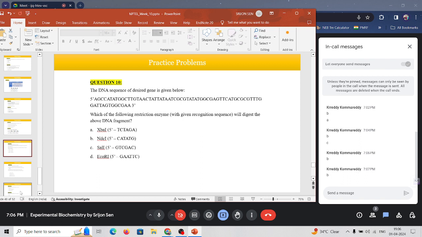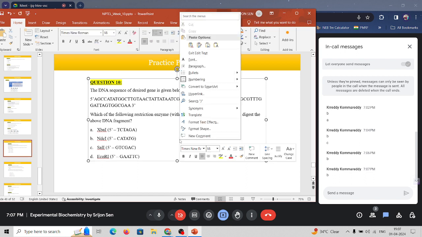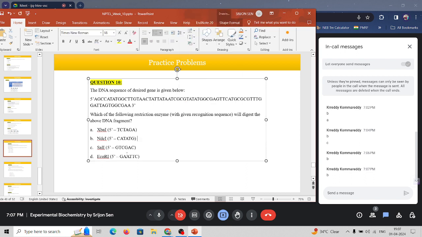So you have a DNA sequence over here. Which of the following restriction enzymes will digest the above DNA fragment? So here you have to observe it and then you have to give an answer. These are the things that are given over here, which enzyme recognizes what. So find it out in the DNA sequence and give an answer.